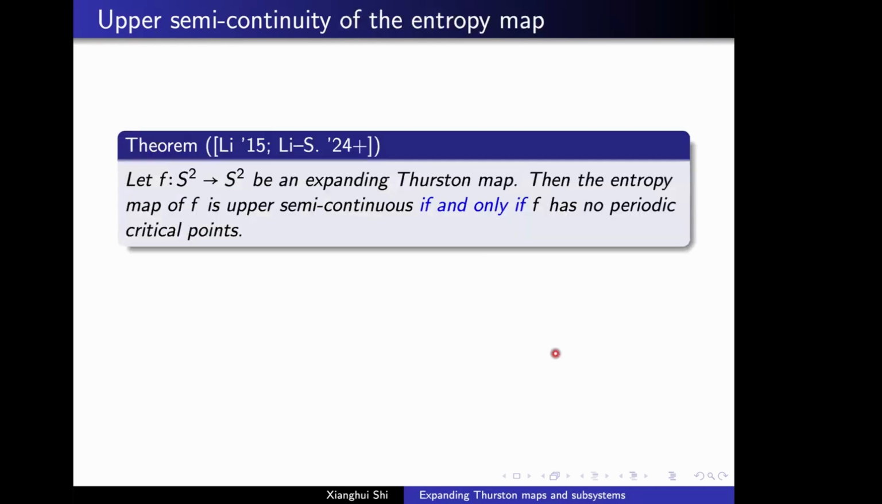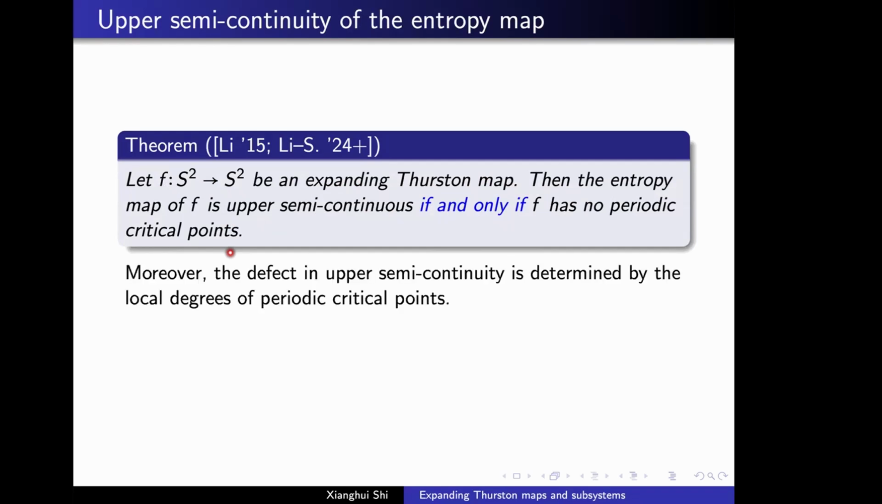So we give the answer. The answer is no. The statement is: let f be an expanding Thurston map, then the entropy map of f is upper semi-continuous if and only if f has no periodic critical point. And moreover, we can estimate the defect in the upper semi-continuity. Indeed, the defect is determined by the local degree of those periodic critical points.